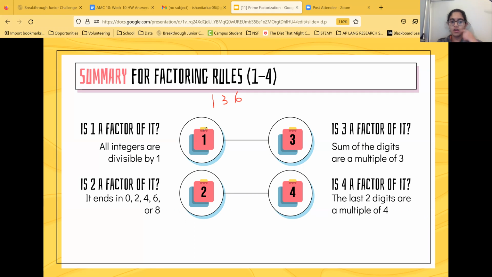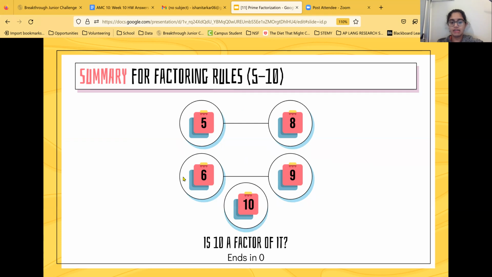So let's take, for example, 136. So 1 is definitely a factor of it. And 2 is also a factor of it because it ends in 6. However, 6 plus 3 plus 1 is 10, which isn't a multiple of 3, so 3 is not a factor of it. And for 4, since 36 is divisible by 4, the last two digits are a multiple of 4, so 4 is a factor. Okay. And then we'll go over 5, 6, 8, 9, and 10, and then we will go over 7.